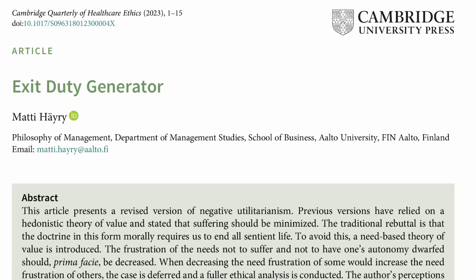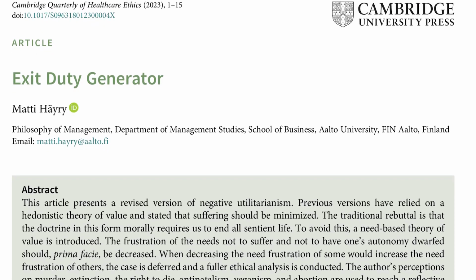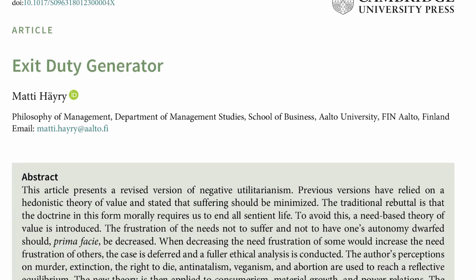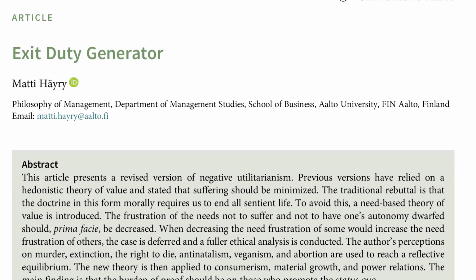Matti Häyry. Abstract. This article presents a revised version of negative utilitarianism. Previous versions have relied on a hedonistic theory of value and stated that suffering should be minimized. The traditional rebuttal is that the doctrine in this form morally requires us to end all sentient life. To avoid this, a need-based theory of value is introduced.